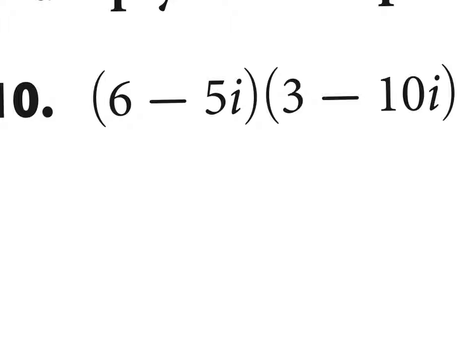Well, I have 6 minus 5i times 3 minus 10i. So just kind of practice this. So FOIL, I'm going to multiply 6 times 3, which is 18. And then first outside, 6 times negative 10 would be negative 60i.